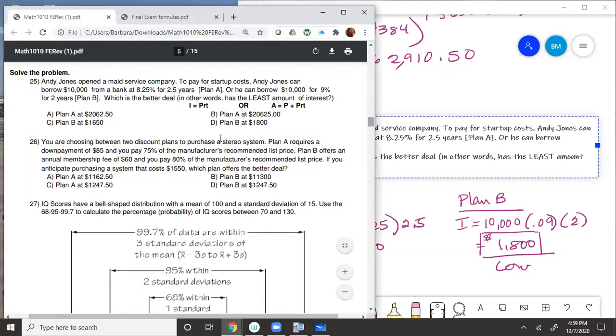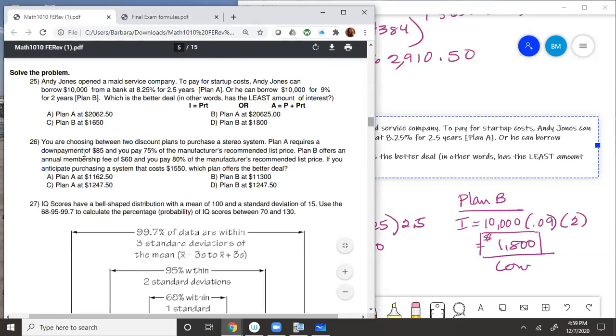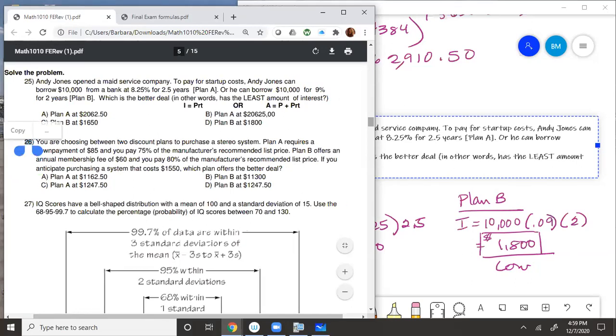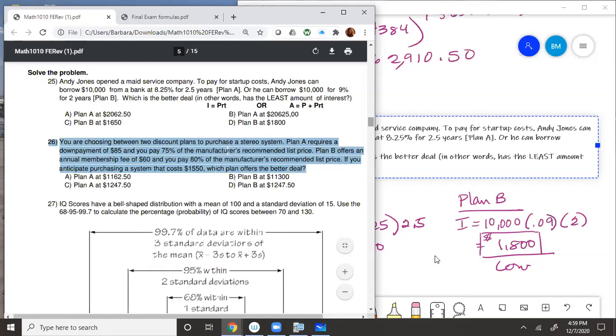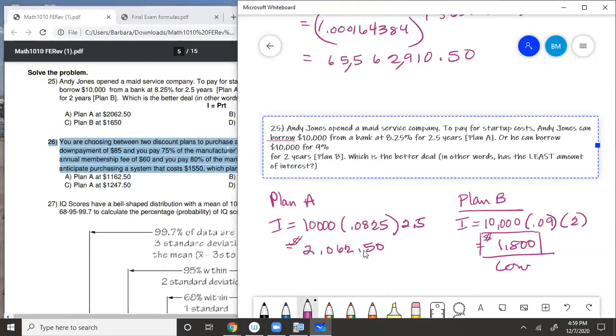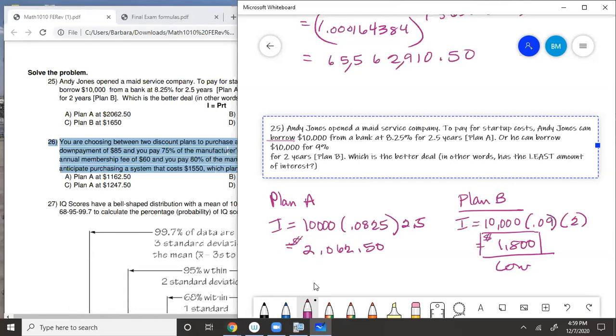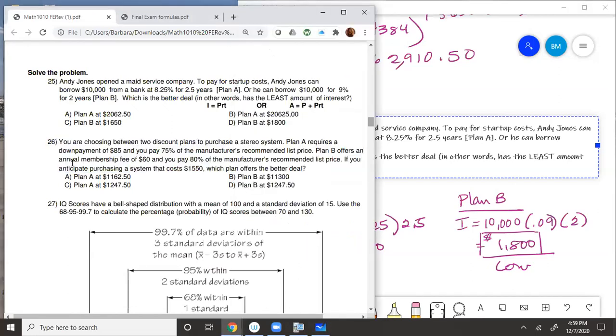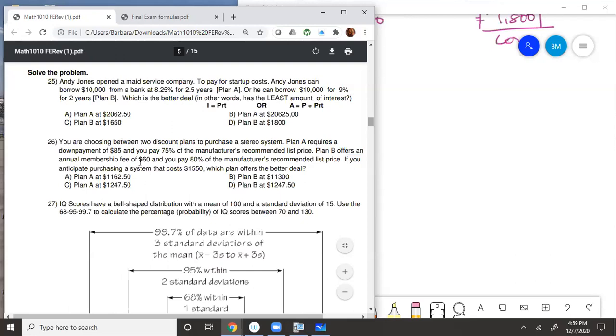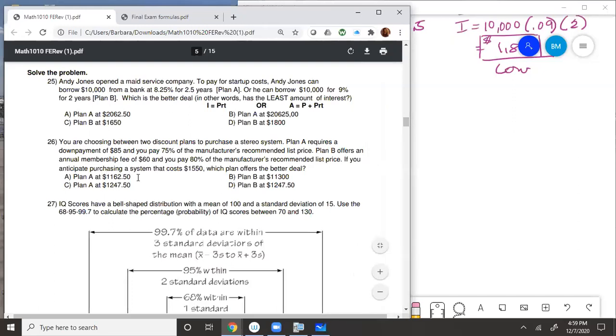Number 26, you're choosing between two discount plans to purchase a stereo system. Plan A requires a down payment of $85 and you pay 75% of the manufacturer's recommended price. Plan B offers an annual membership fee of $60 and you pay 80% of the manufacturer's recommended price. If you anticipate purchasing a system that costs $1,550, which one offers the better deal?